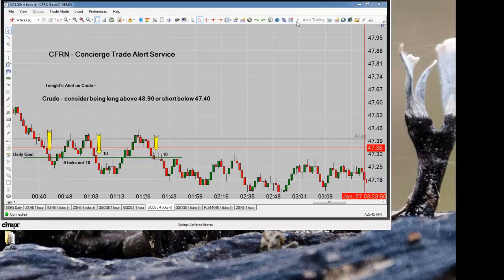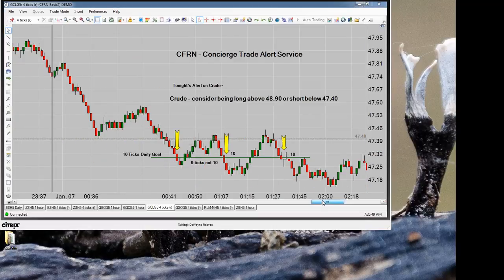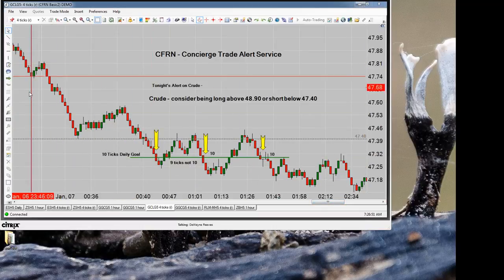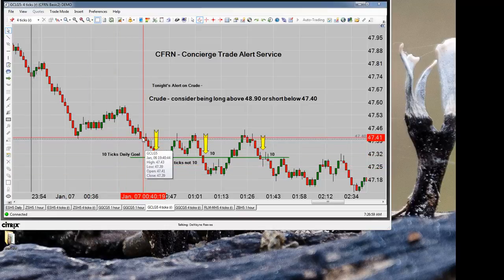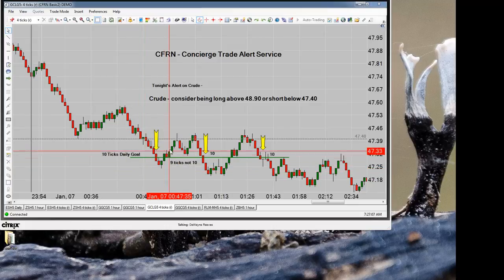All right. Last night, when the alerts came out on crude, I said to consider being short below 47.40. This is just beautiful. First run down, we get our 10-tick daily goal, and it's not even 1 a.m. yet. We make a second run. We only go 9 ticks, not 10.